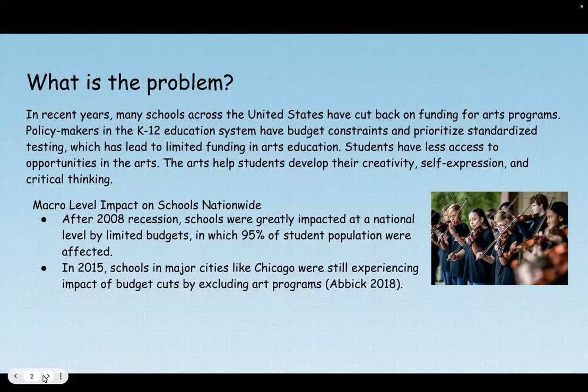On a macro level, which is a greater society level, this has had an impact on schools nationwide. After 2008, the Great Recession, schools were greatly impacted at a national level by limited budgets, in which 95% of student populations were affected. And in later years, in 2015, schools in major, hugely populated cities like Chicago were still experiencing the impact of budget cuts by excluding arts programs, according to ABIC.